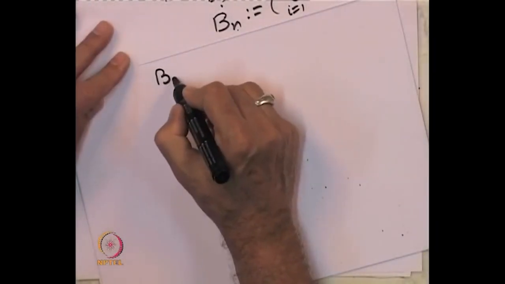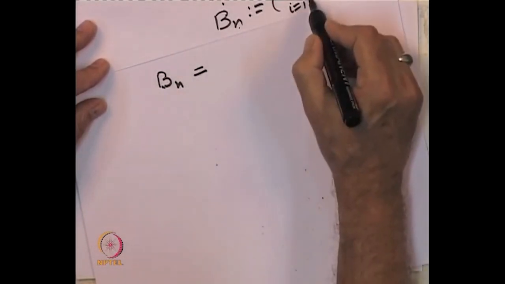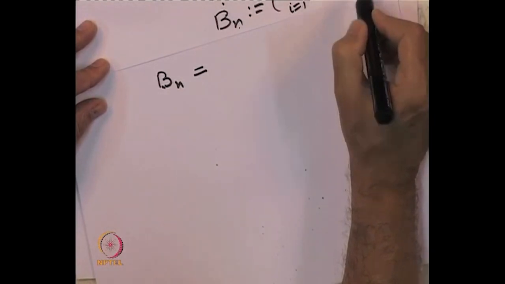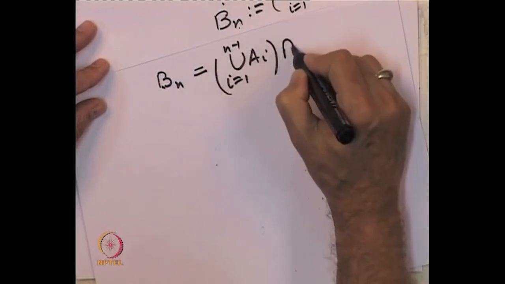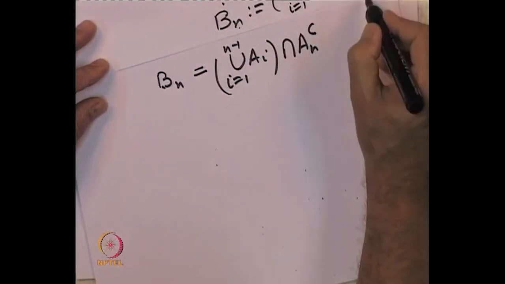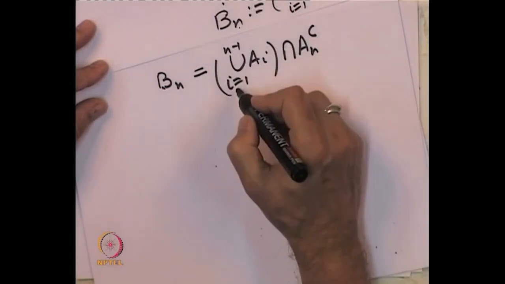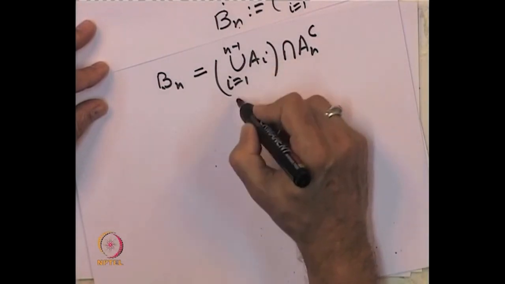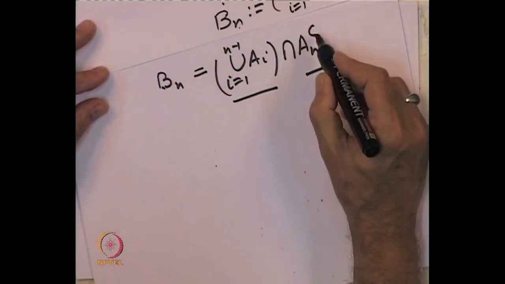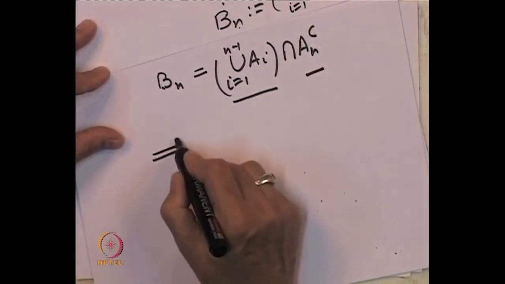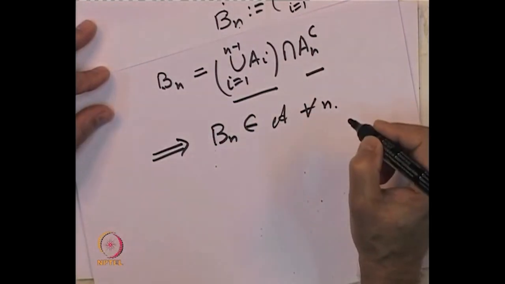So, let us observe that Bn, which is equal to An minus the union of Ai, what does this look like? So, it is An intersection the complement of union Ai, i equal to 1 to n minus 1, because removing a set is the same as taking its intersection with its complement. Now observe each Ai is an element in the algebra. This is a finite union of elements in the algebra. The complement is in the algebra because the algebra is closed under complements. So, this implies that each set Bn is an element of the algebra A for every n. So, that is one observation.